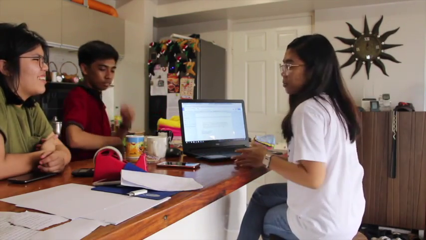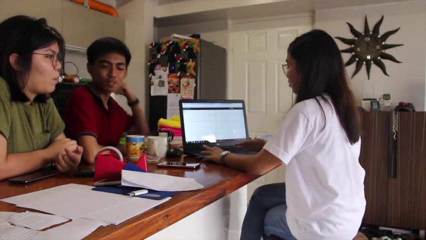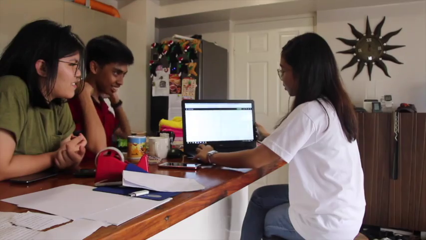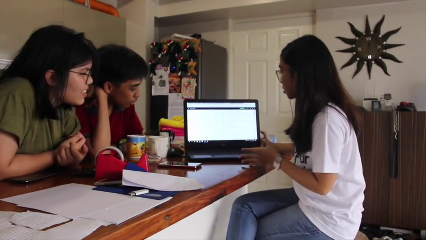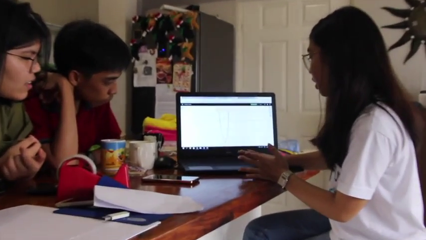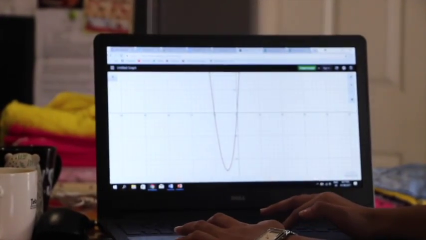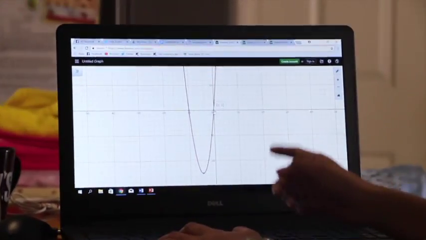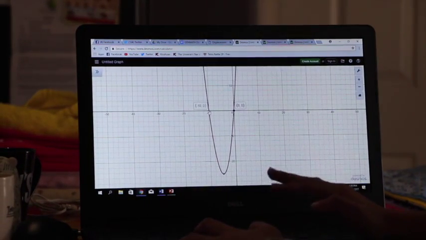Sige na, sige. So guys, habang nag-explain si Nat kanina, niready ko na yung graph ng quadratic function. So, ito yung mukha niya. It's a parabola that opens upwards and yung vertex niya nasa negative 5 and negative 25. Tapos yung x-intercepts, since quadratic function, at 0, 0 and at negative 10, 0.